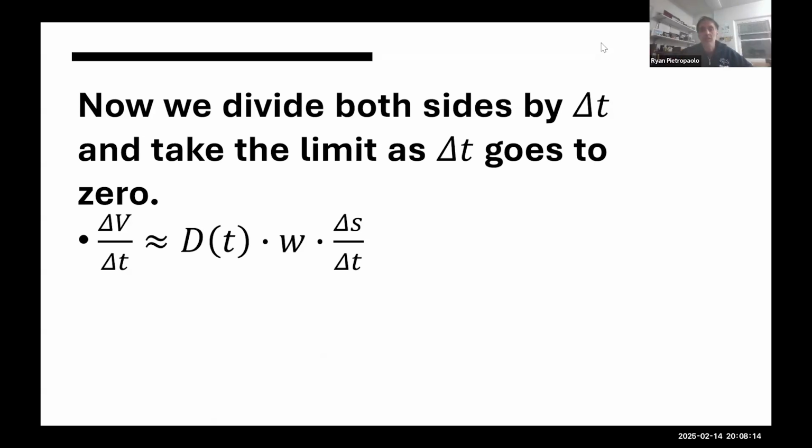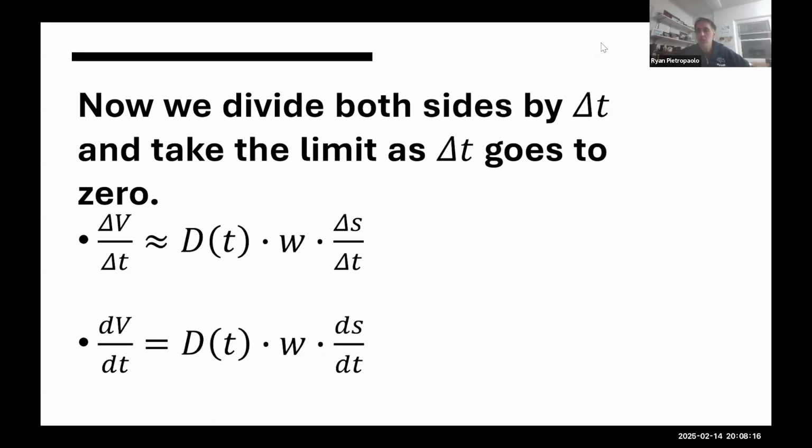And then we take the limit as delta T goes to 0, and we get this beautiful differential equation. So the rate at which the volume is being removed per unit time is the height, and again, this is instantaneous, so it's the height at that time T times the width of the snowplow times the speed of the truck. Okay, so there's our differential equation. But remember, what is dV/dt? dV/dt is a constant. We needed that to build up this equation, but we know that's just going to be a constant.